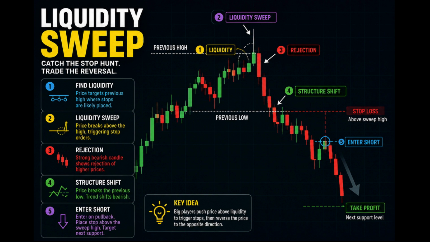Number 3 is more advanced, the liquidity sweep. Look for obvious highs or lows where many traders may place stop orders. Price can briefly move beyond that level, trigger those orders, and then reverse. Instead of entering on the first move, wait for rejection and a change in market structure. Then look for a trade in the opposite direction.